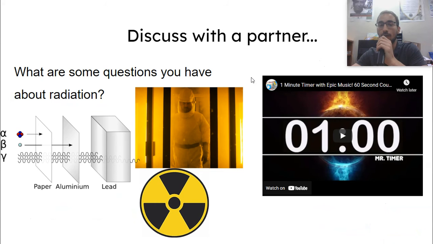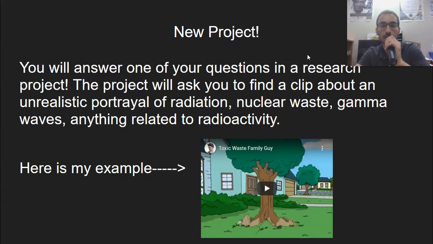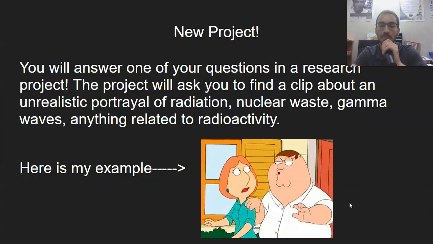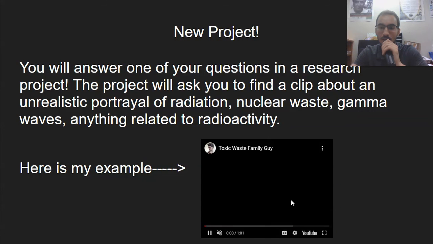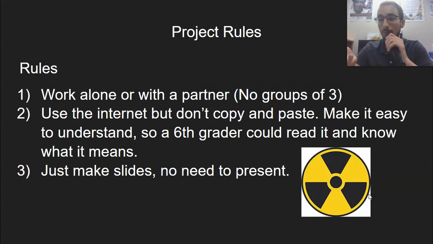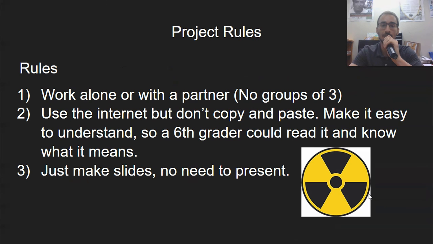I want you to think of a question you still have. There's a lot that I haven't covered about radiation, but I want you to write a question for it, because you're going to do a research project on radiation. You're going to go over an example of when radiation is misrepresented, like in this episode of Family Guy, when the Griffins get toxic waste on them and they end up getting superpowers. You're supposed to show a clip of when the media is unrealistic. TV or movies are unrealistic, and you'll show what actually would happen in a project.